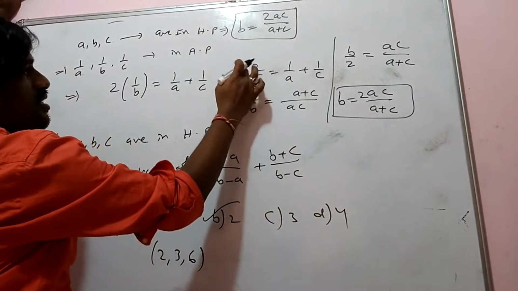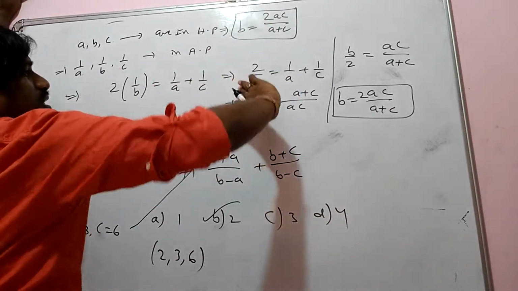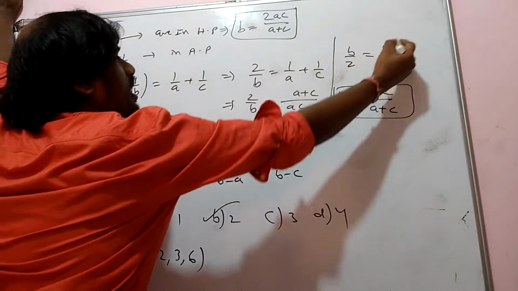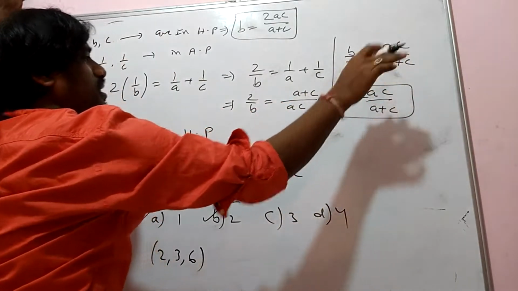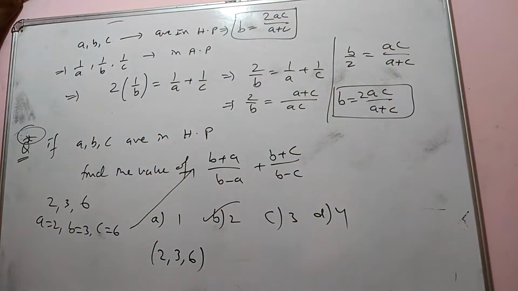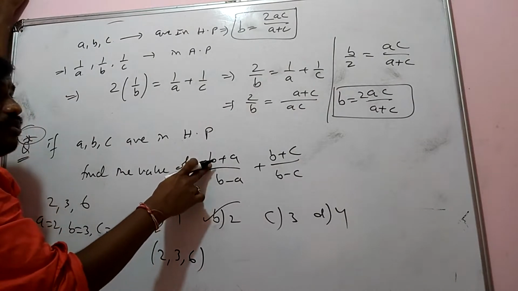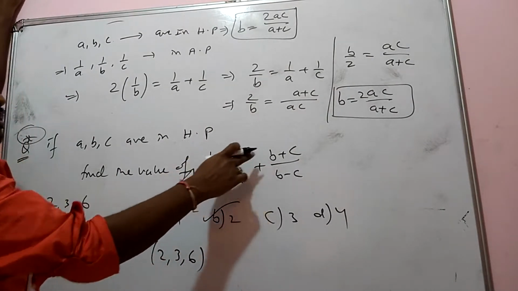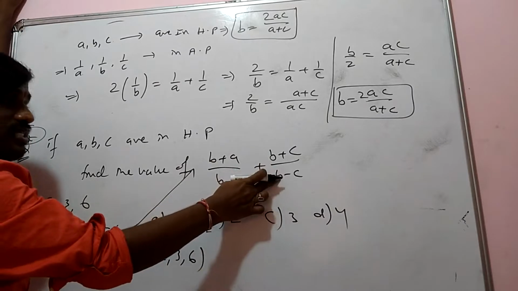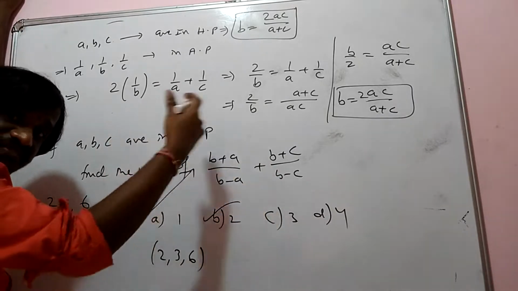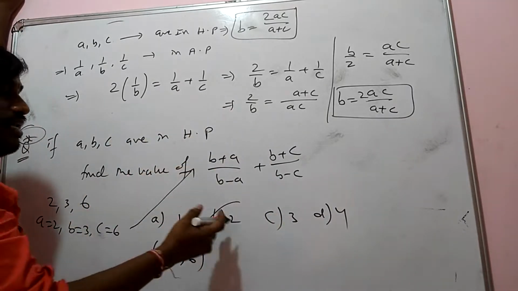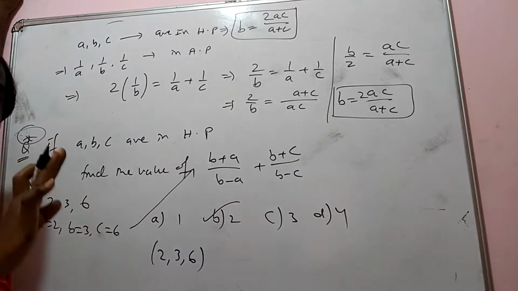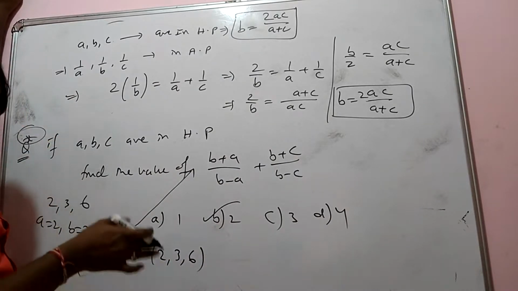Did you understand this? I did the LCM and took the reciprocal. B by 2 is equal to this, and the 2 I sent to this side, so I got 2AC, and B is equal to 2AC by A plus C. So if I replace B with 2AC by A plus C and simplify further, I will get the answer. So it is a long method. You will get the answer, but it is a long method.